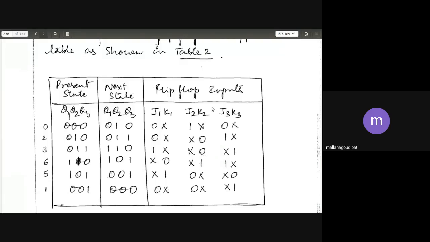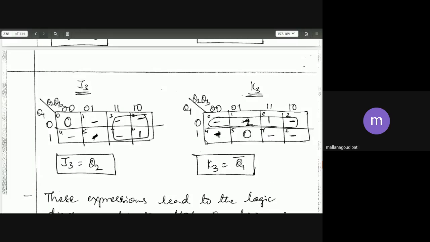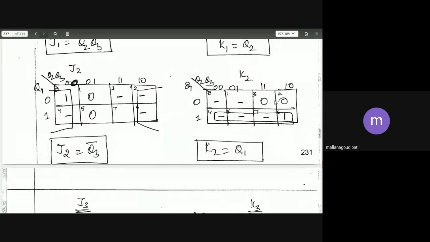Then you can go for K2. K2, how is it? Where do you have a 1? Cell 6. Where do you have a 0? Cells 2 and 3. 2 and 3 are 0, 6 is 1, and the rest are all don't cares. Is grouping all 8 possible? No. Then 4 is possible? Yes, 4, 5, 6, 7 is possible. Then what is the row address for that? 1, which belongs to Q1. Then K2 equal to Q1. The column address will not matter, because the 4 combinations never match.